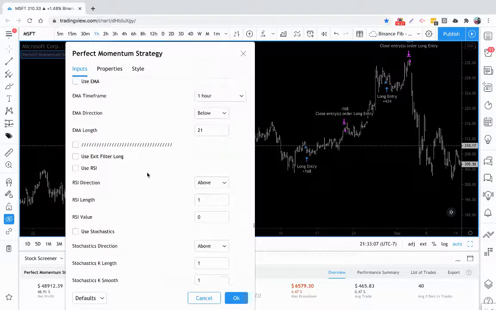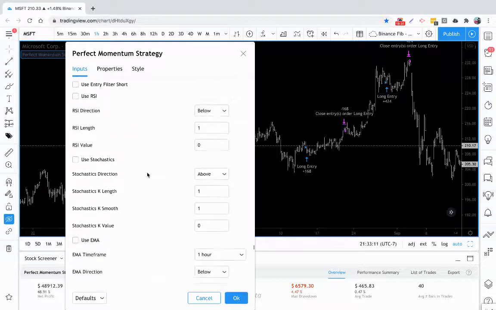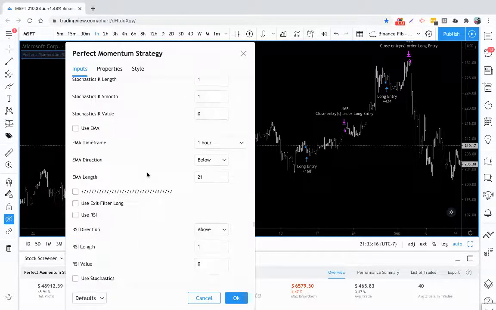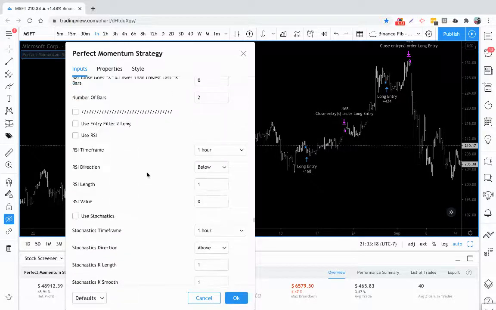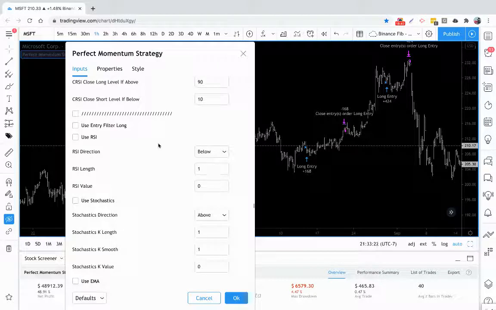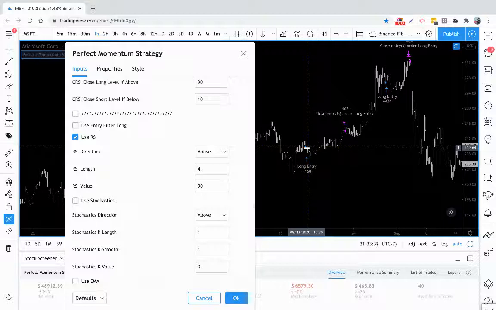So we have an entry filter and then an entry filter for the short. So one for long, one for short. And for those, you can filter them out by so many different ways. You can use RSI if your trade is above or below a certain RSI. So we'll see here, for example, if I put this has to be above a 90 RSI on a 4 time frame, this will probably get filtered out.